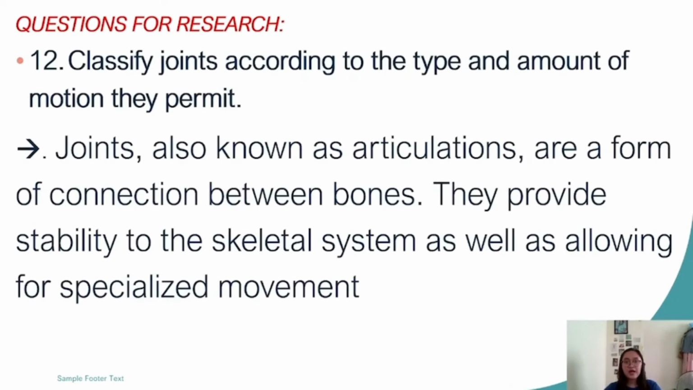And lastly, classify joints according to the type and amount of motion they permit. So, what is this joint that we call? Joints, also known as articulations, are a form of connection between bones. They provide stability to the skeletal system as well as allowing for specialized movement.